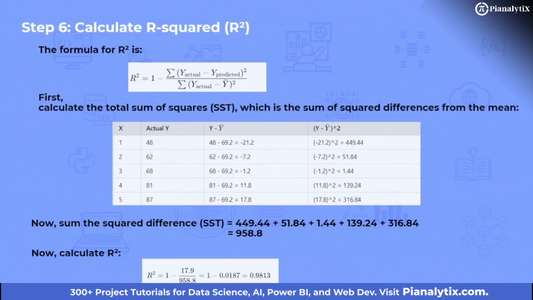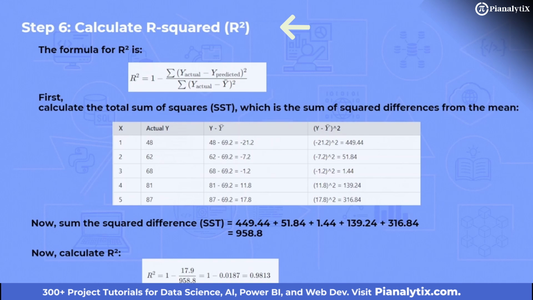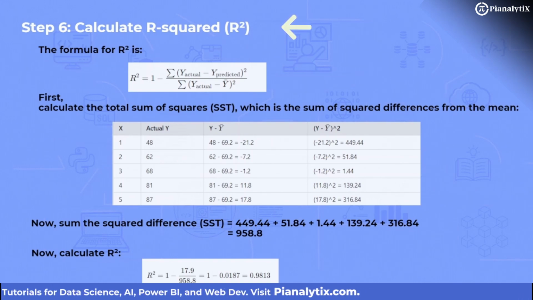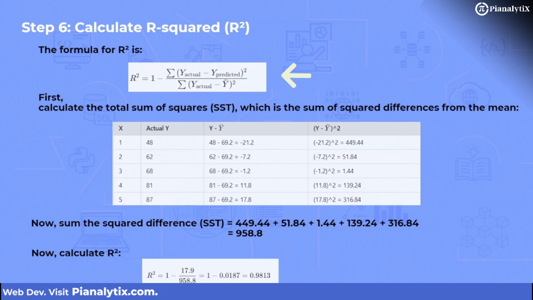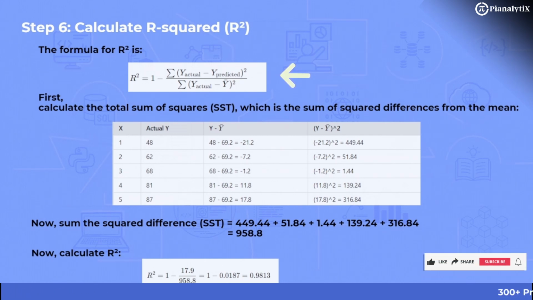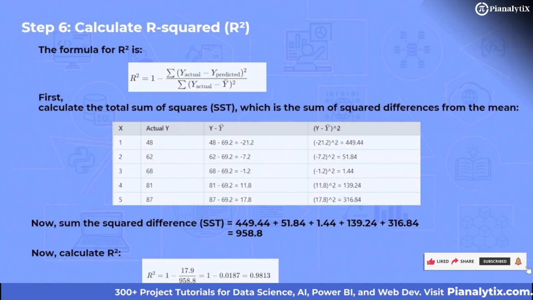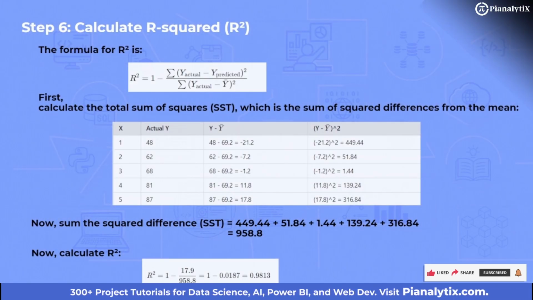So now that we have our best fit line, we need to check how well it actually fits our data. To do that, we use something called R square. R square is equal to 1 minus the sum of squared differences between actual and predicted values divided by the sum of squared differences from the mean. Think of R square as a measure of how much of the variation in our data is explained by the model. In simple terms, it tells us how well the line fits.